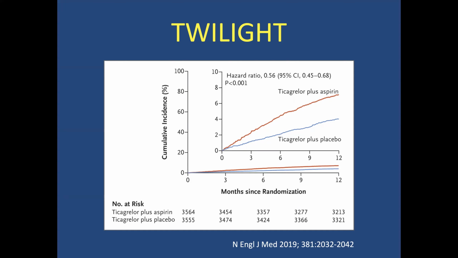So this was not an ACS population, this was a post-PCI population, but with complex coronary disease. So you could consider, after 3 months of aspirin and ticagrelor in patients with complex coronary disease, the use of just ticagrelor with no aspirin in order to decrease the risk of bleeding. At least in this trial, looking at more than 7,000 patients, it did not show an increase in vascular events.